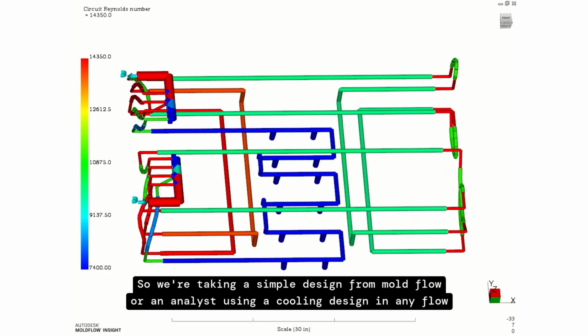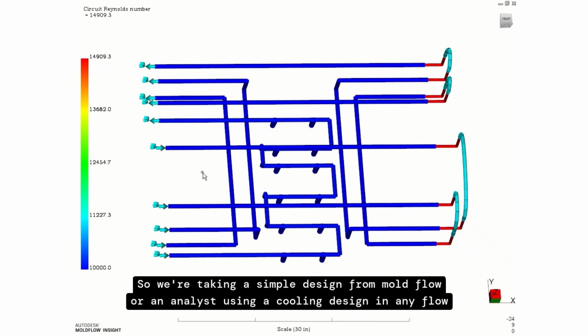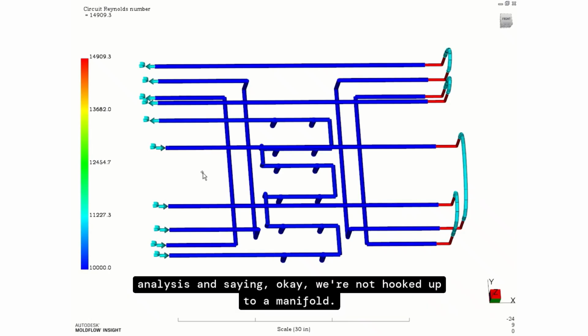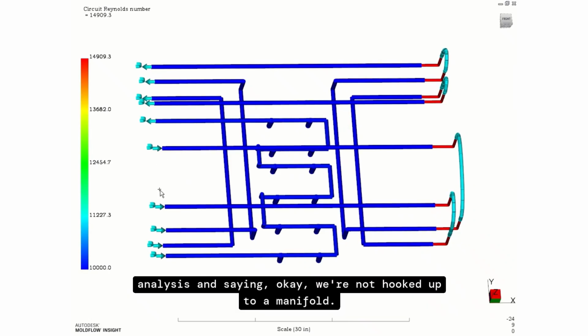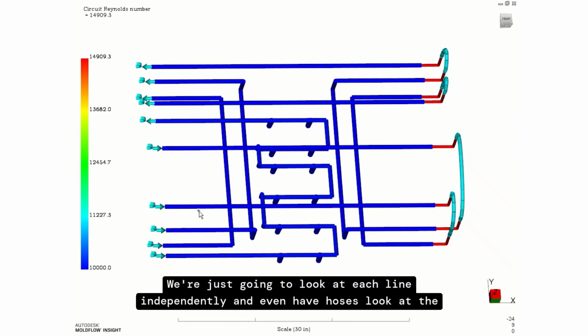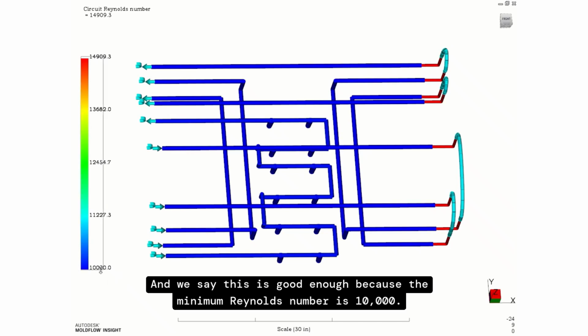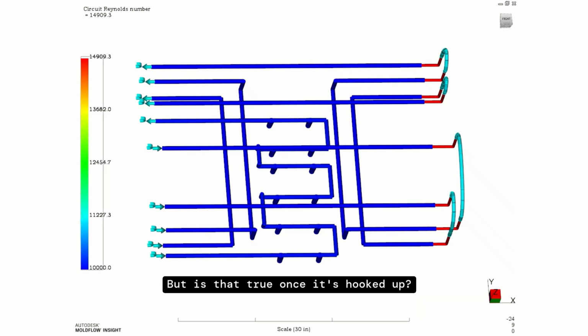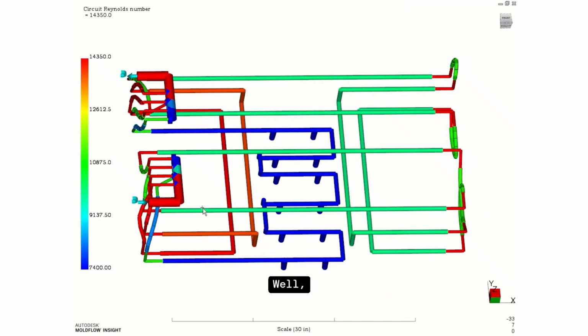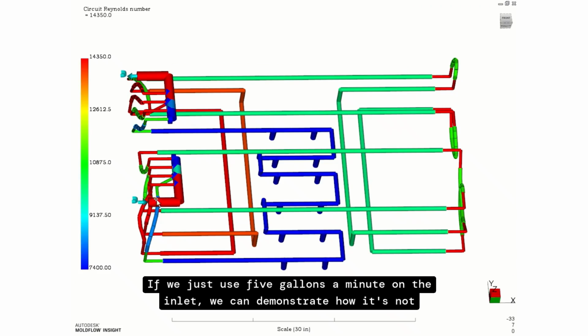So we're taking a simple design from Moldflow, or an analyst using a cooling design in any flow analysis, and saying, okay, we're not hooked up to a manifold. We're just going to look at each line independently, and even have hoses, look at the circuit independently. And we say this is good enough because the minimum Reynolds number is 10,000. But is that true once it's hooked up? Well, if we just use 5 gallons a minute on the inlet, we can demonstrate how it's not sufficient.